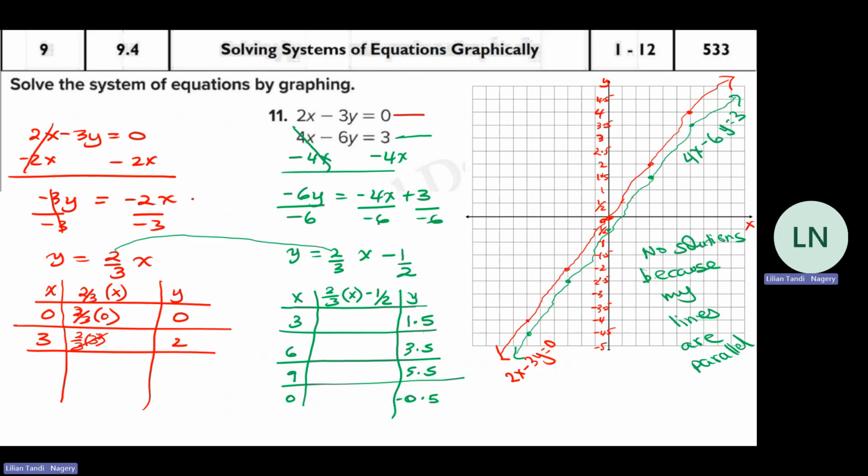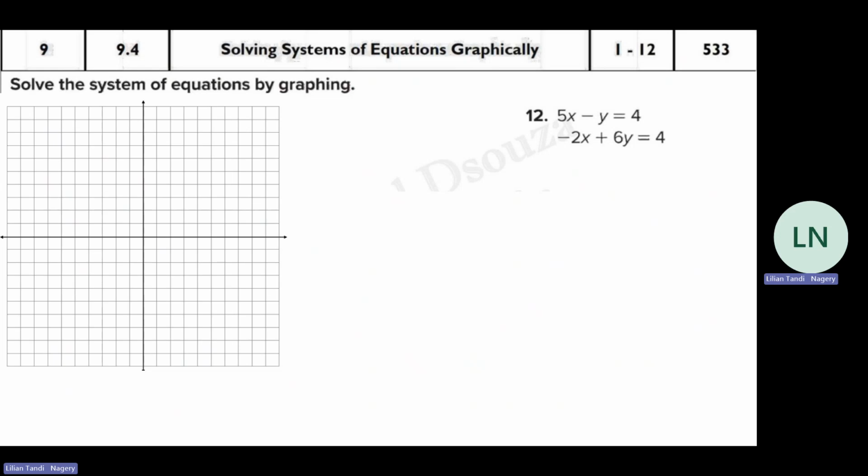No solution. Not no solutions, no solution. Okay. All right. Now we're here. Always label your coordinate plane. All right.